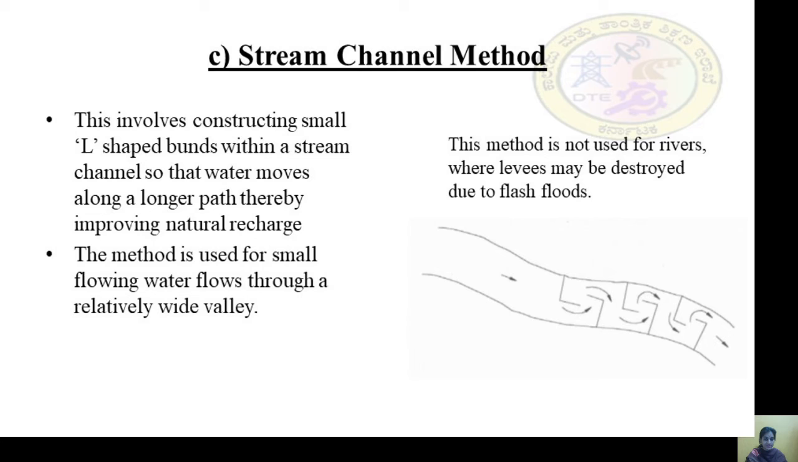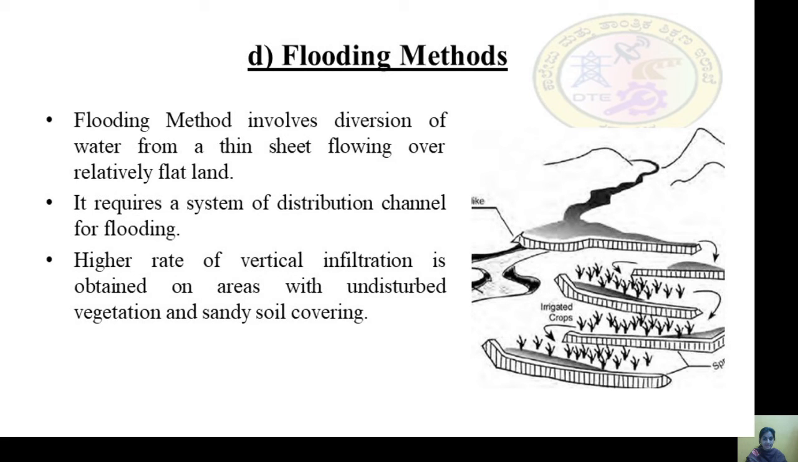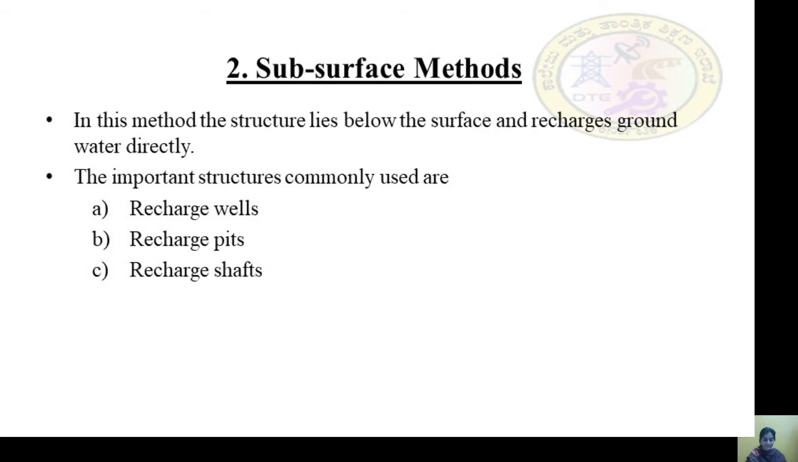The next one is the stream channel method. It involves constructing small L-shaped bunds within the stream channel so that water moves along the path, thereby improving the natural recharge. Then the flooding method, which involves diversion of water as a thin sheet flowing over relatively flat land.